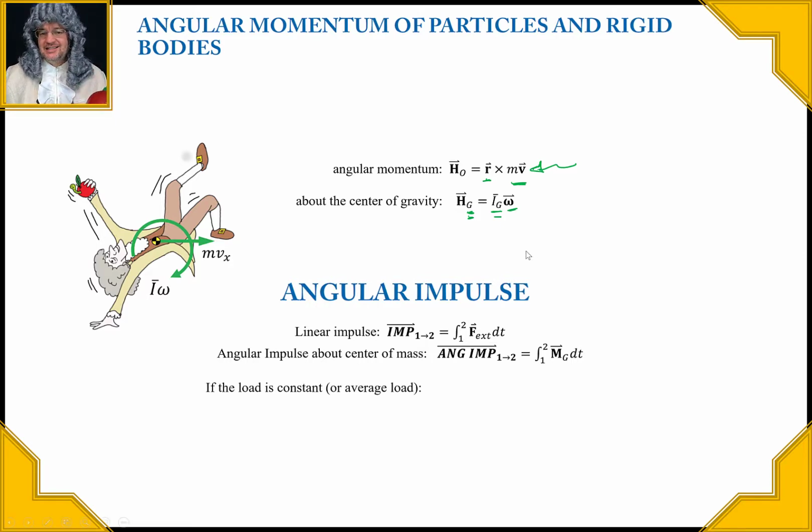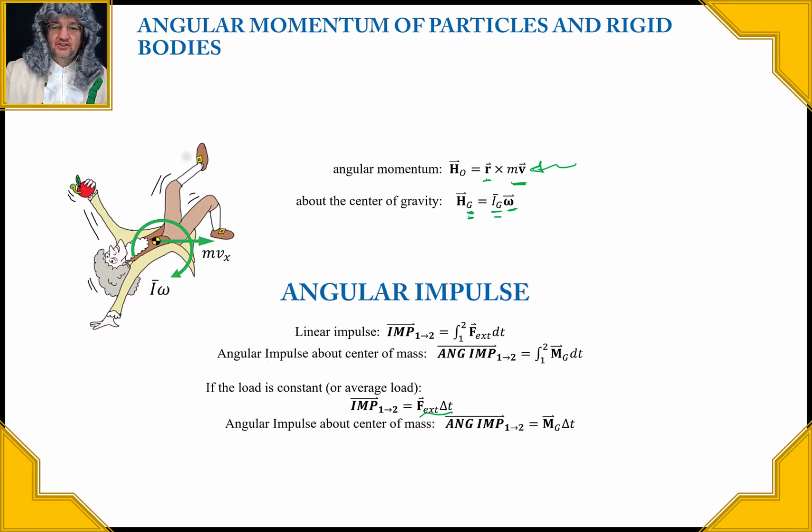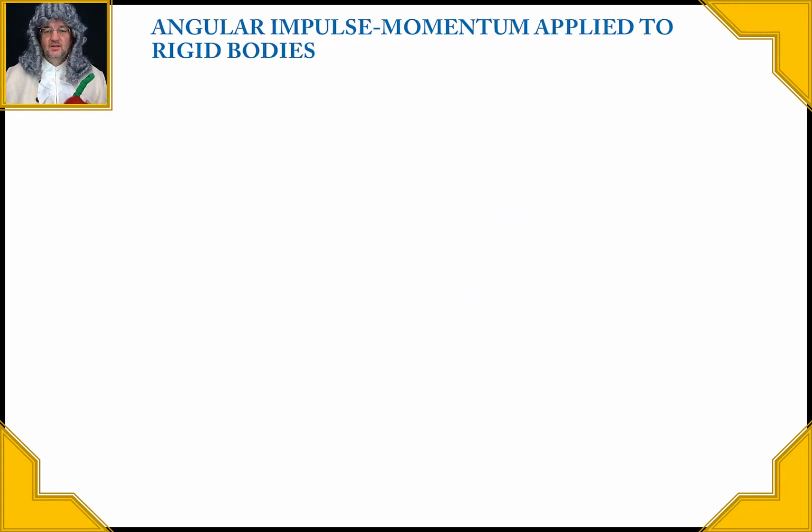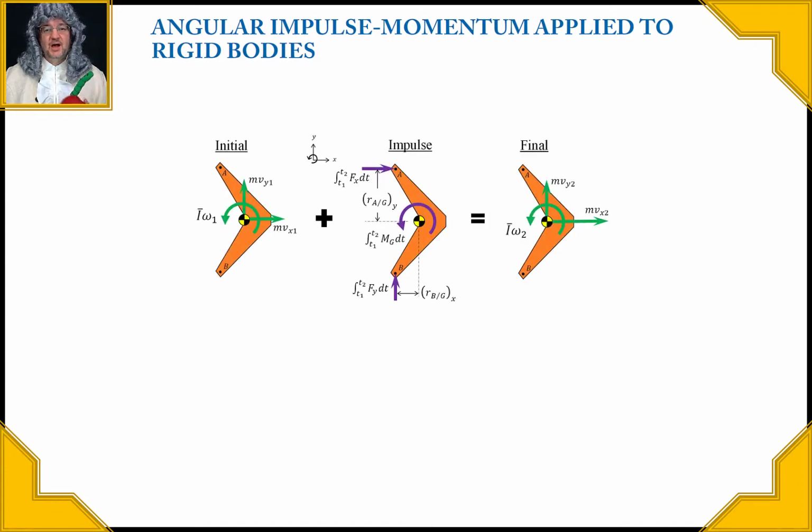If you have a constant load in linear momentum, or linear impulse, I should say, linear impulse is just going to be force times delta t if it's constant. And the same thing is true if you have a constant moment, excuse me. And so the moment doesn't need to be integrated, it's just the moment times delta t. Right. Now, impulse momentum applied to rigid bodies.